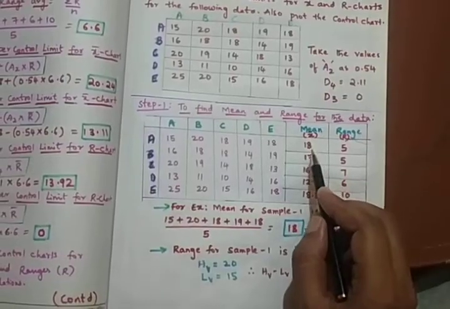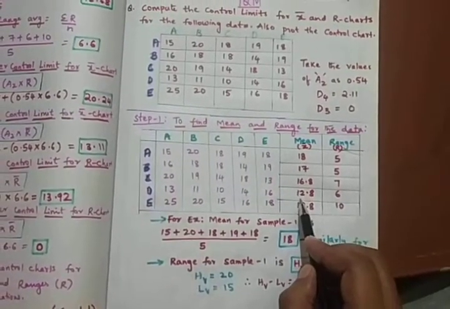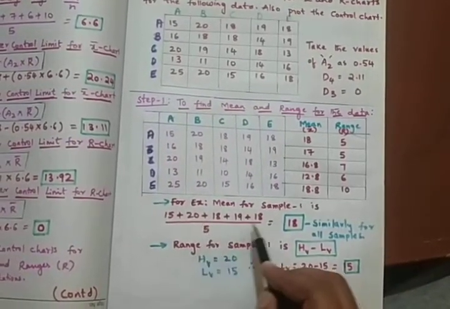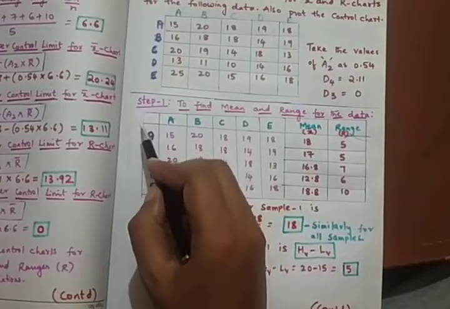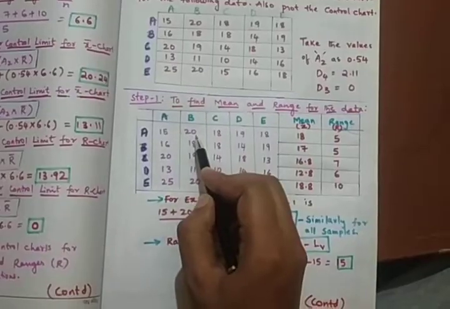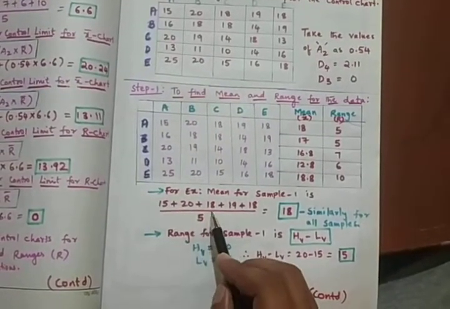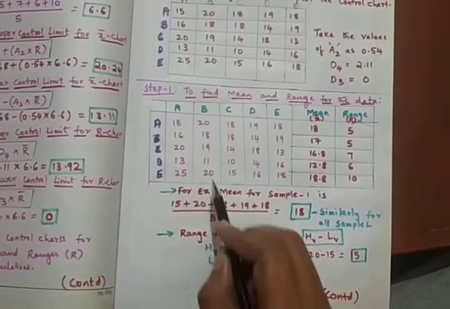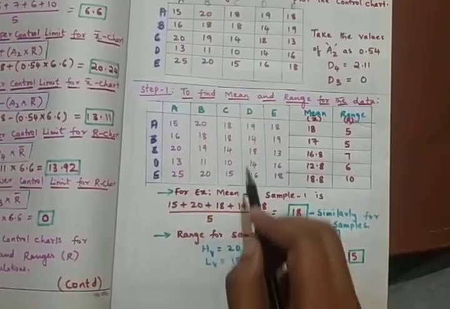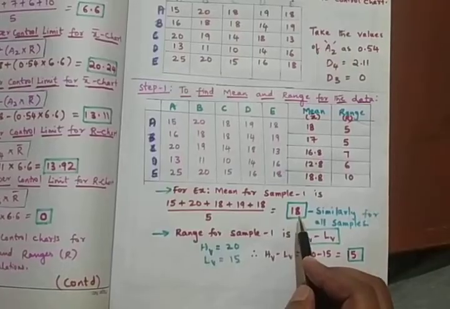How to find out the mean values? As we all know very well, the definition of mean is nothing but the sum of the observations upon the number of observations. For clear understanding, I have written it here. If we take sample A, the sum of observations is 15 plus 20 plus 18 plus 19 plus 18, upon how many observations do we have here? 5 observations. So the sum of the observations for sample A upon the number of observations, 5, gives you the value 18.